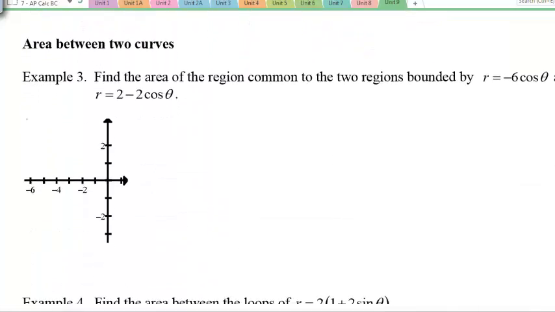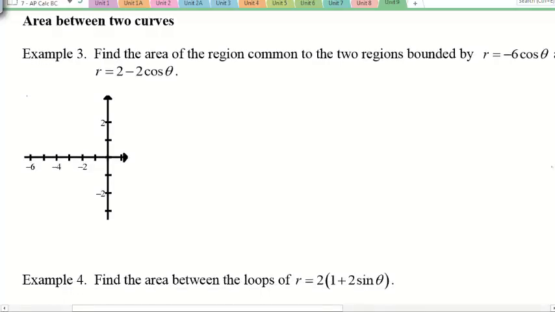Alright, let's go ahead now and try to find the area between two curves. Remember how I said use the graphing calculator? Yes, please do, because these get kind of tricky. So, example number 3.